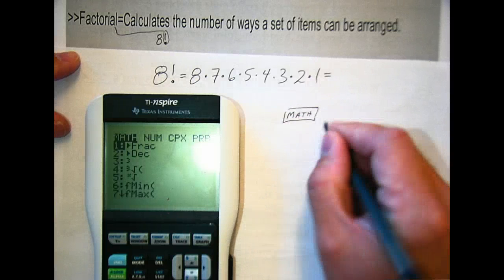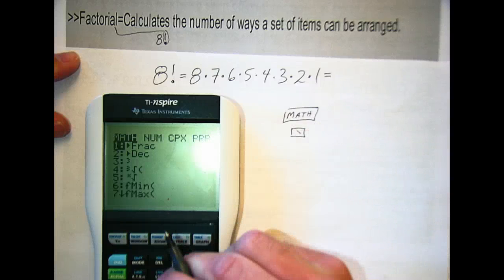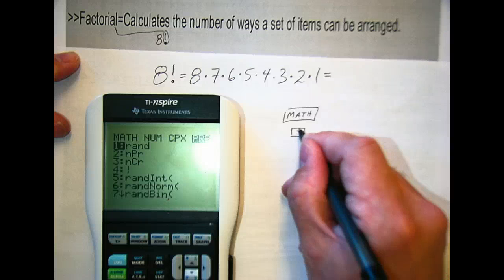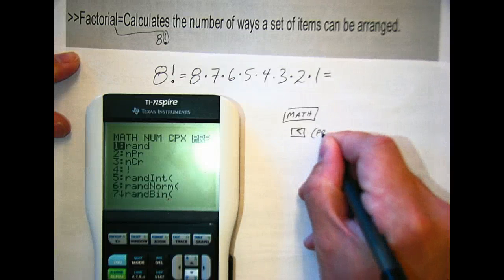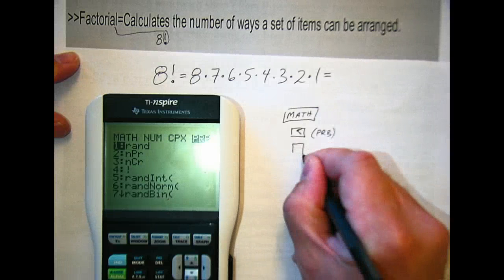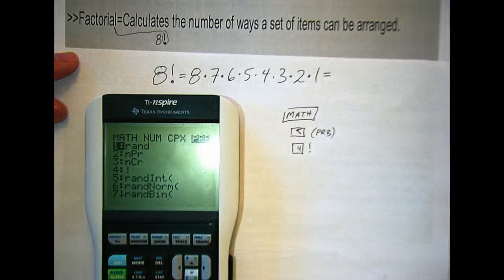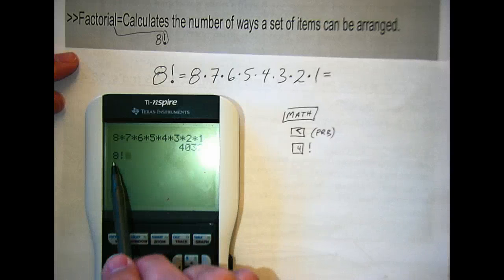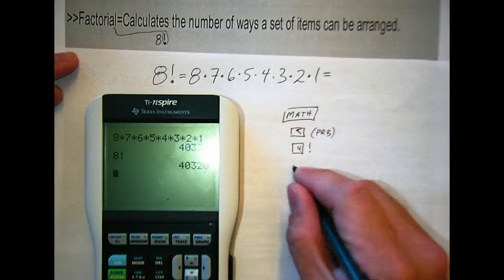And then you arrow over to the right. Actually, you could go to the left once, I guess. If you go to the left once, it takes you to PRB. Okay? And then option 4 on my calculator. That might be different on some of yours, but there's my factorial. Okay? So I put the 8 first and then the factorial and hit enter, and then it gives me my answer.